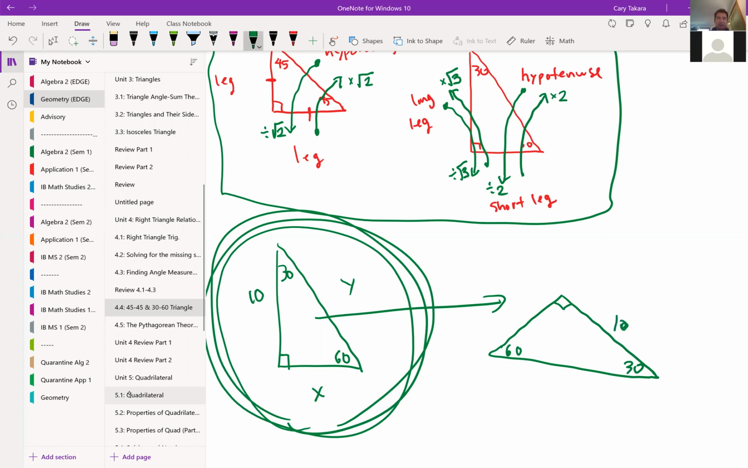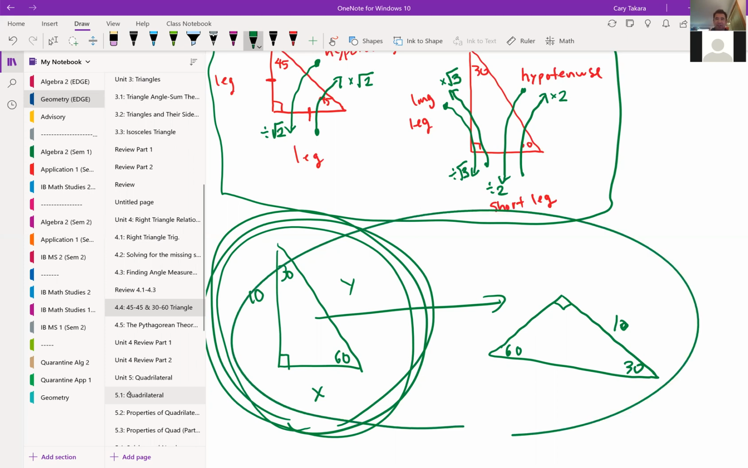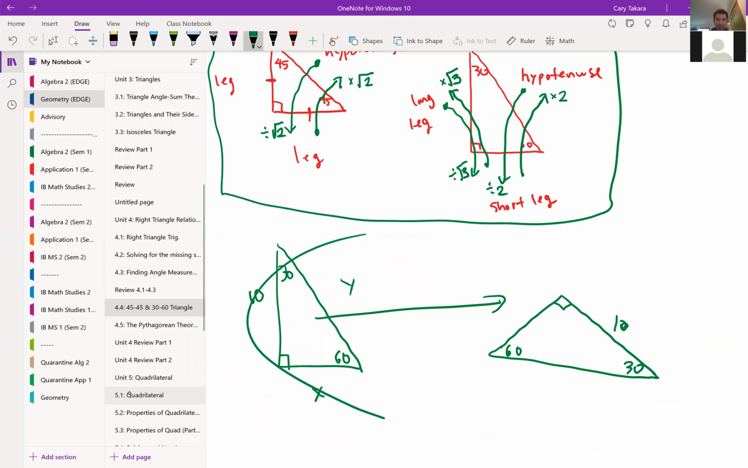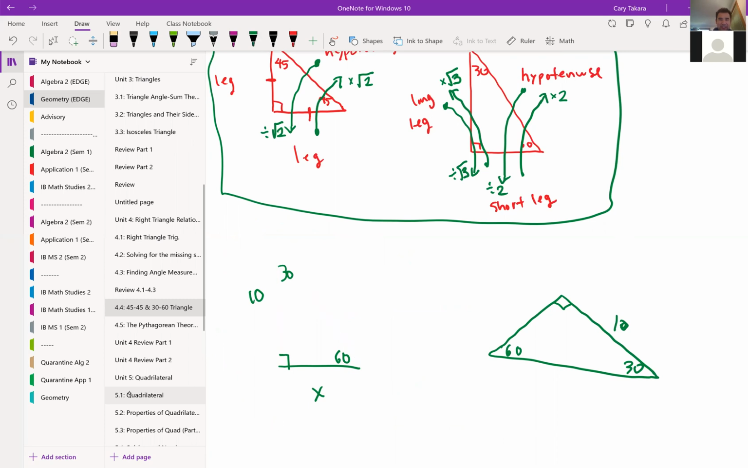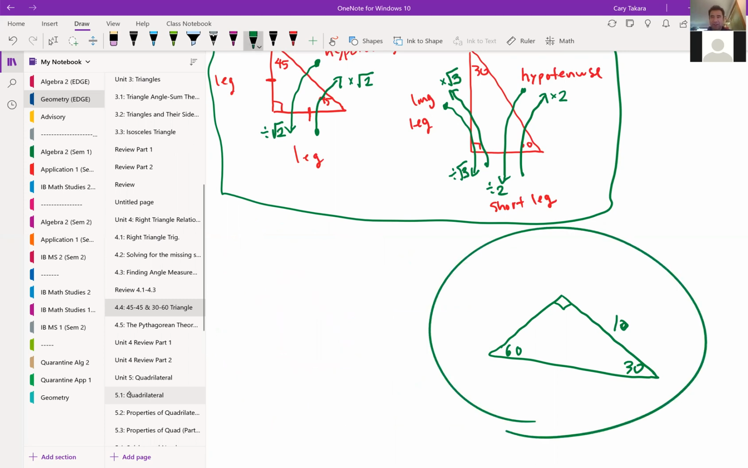Would everybody recognize that these two triangles are the same thing? Yeah, these are the same thing. So I could ask this. Okay, let's actually do this one right here instead. I just rotated or tipped this triangle, didn't I? This was 10, I just tipped it. So I need to figure out X and Y.